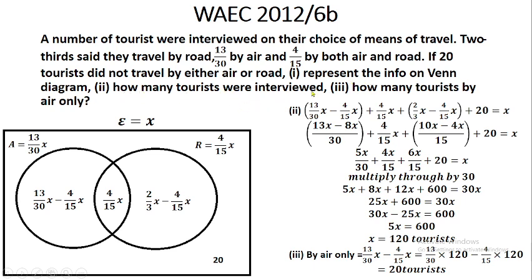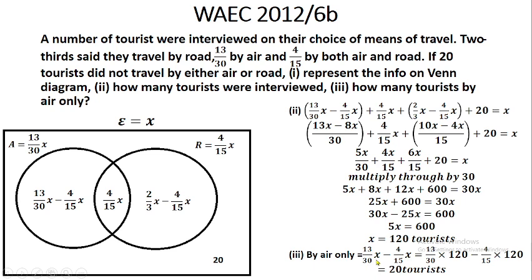Second question, how many tourists were interviewed? That's 120 tourists. Then question number 3, how many tourists traveled by air only? Where is air only? This is air only. People that are here travel by air only. So that means you have 13x over 30 minus 4x over 15. So we already know our x.